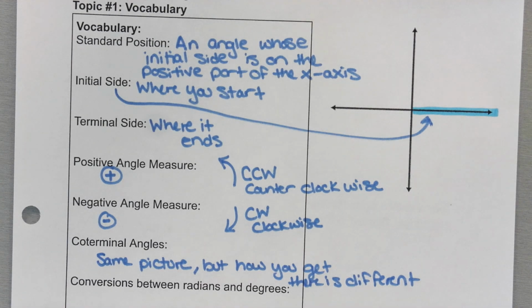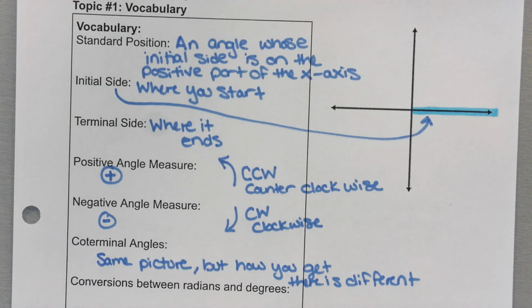Rotation is when you have an angle and your starting off point, your initial side, is on the positive part of the x-axis. Your initial side, again, is that positive part of the x-axis. This is where our angle is always going to start. It's never going to start anywhere else. The terminal side is where it terminates or ends.